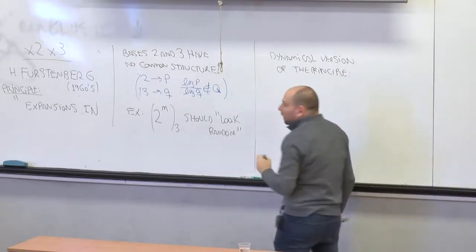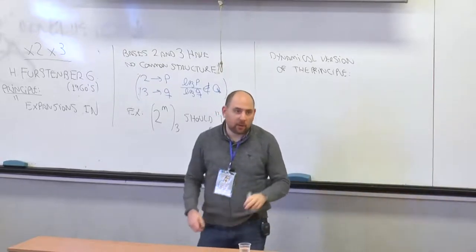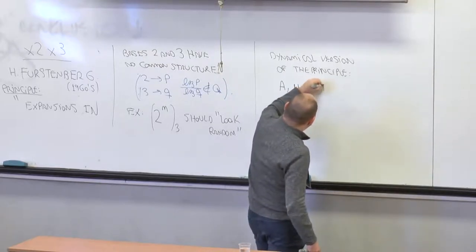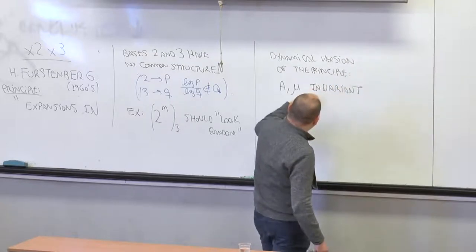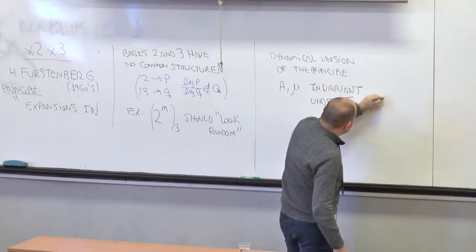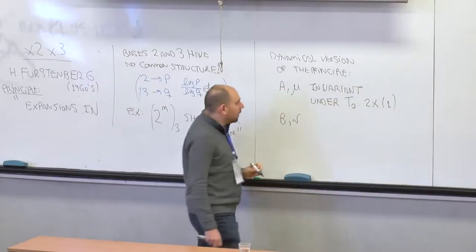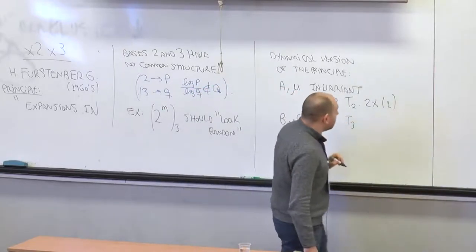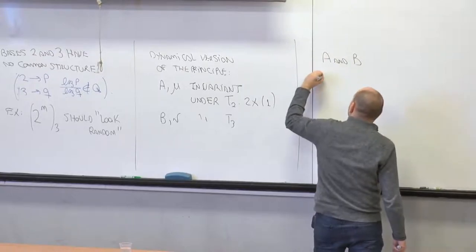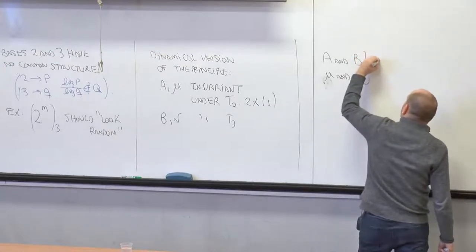Okay, suppose now we have invariant sets or invariant measures under multiplication by 2 and 3 in the circle. So let A, or maybe mu, be invariant under T2, the doubling map. And let B or nu, this means a set or a measure, be invariant under multiplication by 3 on the circle. Then the principle says that A and B, and also the measures mu and nu, should have no common structure.